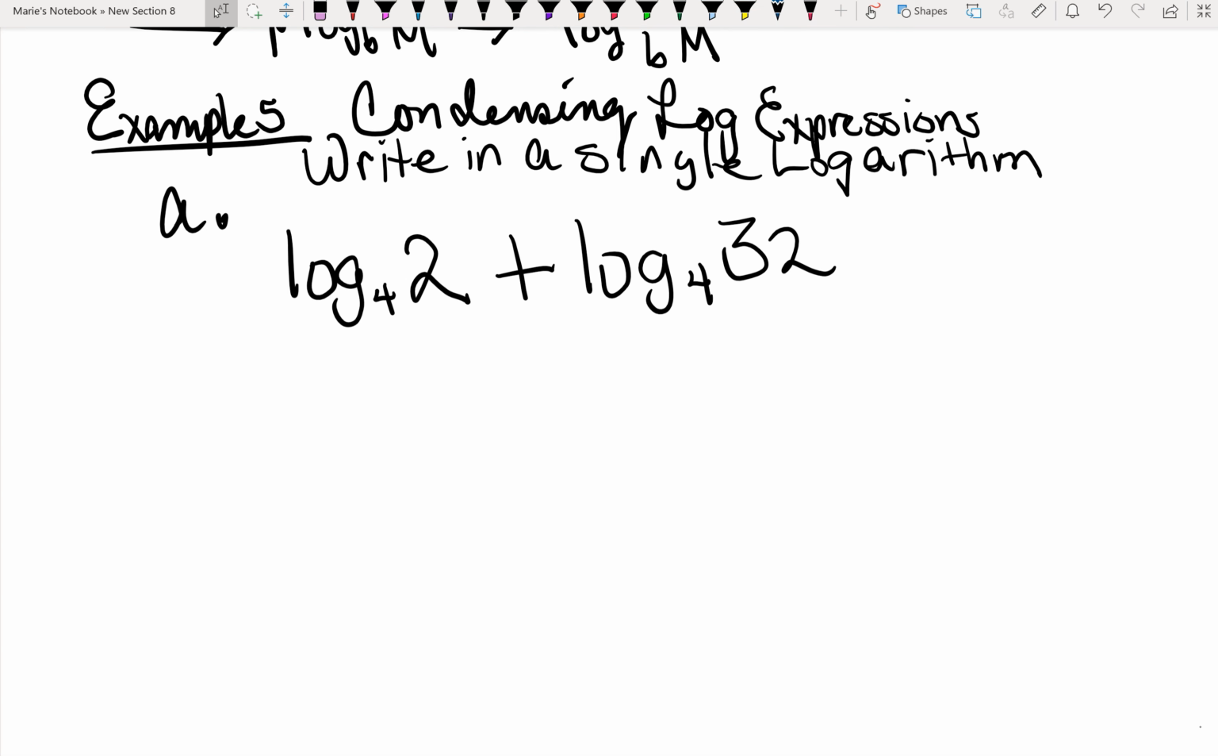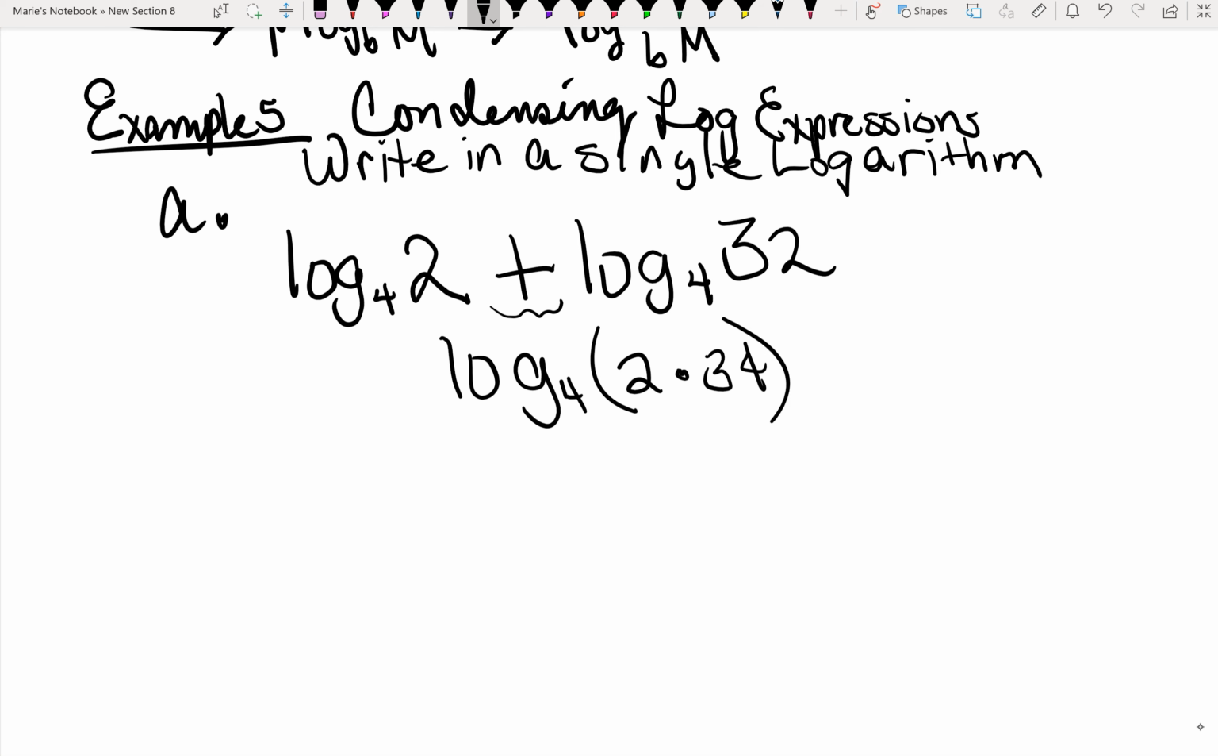And so if I'm condensing, this is addition. This tells me it's product. So what I should have is log base 4 of 2 times 32. Sometimes you can finish these and actually get a value. So in this case, this becomes 64. And we know that 4 to the power of 3 is 64. So this final answer should be 3.